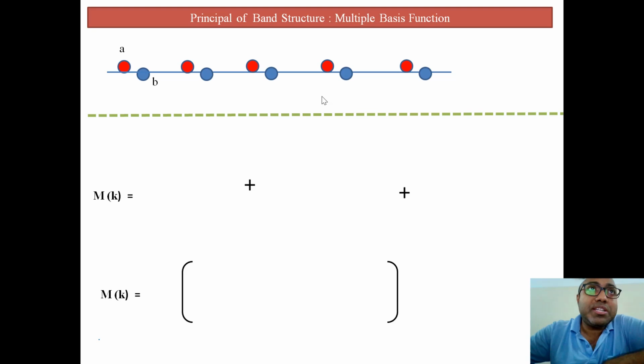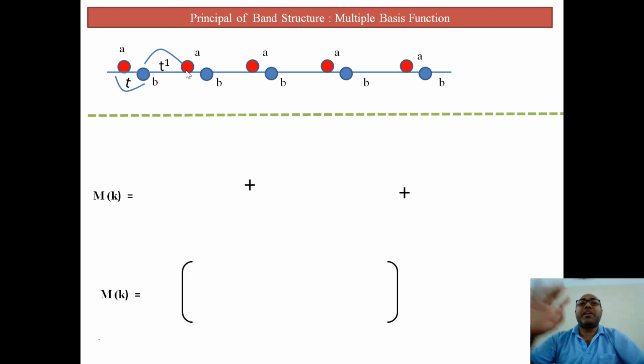so we have named it. The red one is named A, and the blue one is named B: A, B, A, and A, B, B, such kind of. And what is the relation between A and B? T. And what is the relation between B of this one to this one? T bar. Simple thing. T1 bar.